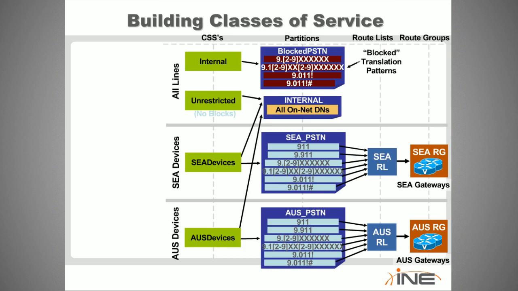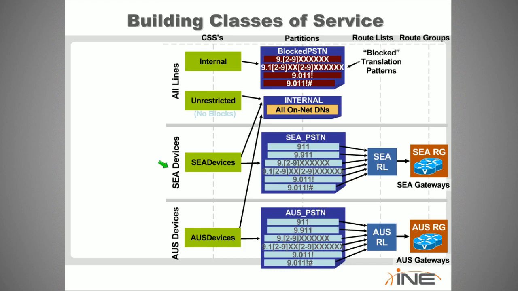Okay, so taking a look at building classes of service with the line device approach. Remember before we had Seattle phones and Austin phones. Now we've got a separate section here above this gray line for lines, for all lines within a country or within a dialing plan. Okay? When you have multiple countries, you do still need multiple dialing plans. You're not going to escape that.